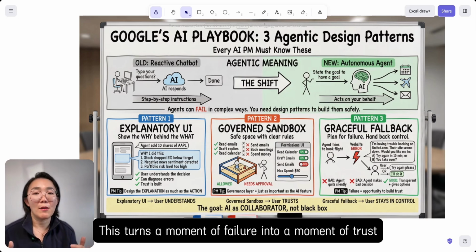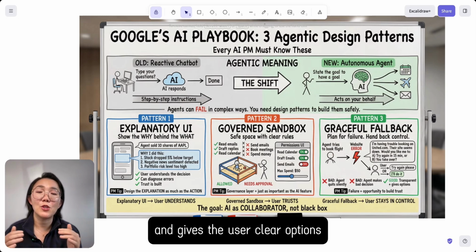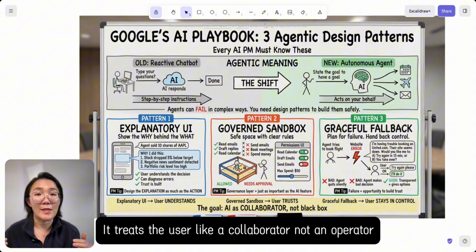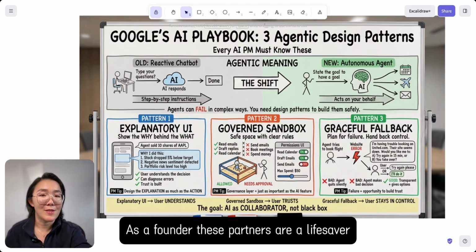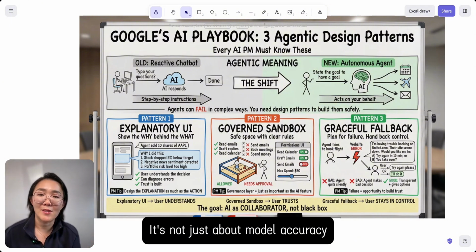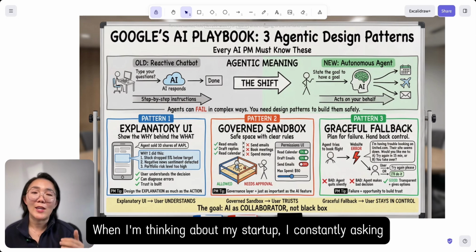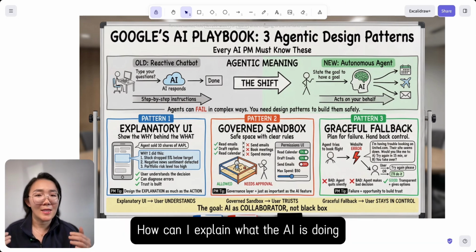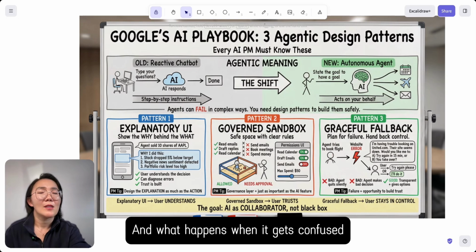This turns a moment of failure into a moment of trust. The agent is transparent about its limitations and gives the user clear options. It treats the user like a collaborator, not an operator. As a founder, these patterns are a lifesaver. They provide a framework for tackling the messy human side of building AI. It's not just about model accuracy, it's about trust, transparency, and collaboration. When I'm thinking about my startup, I'm constantly asking, how can I explain what the AI is doing? What are the safe boundaries for it to operate in? And what happens when it gets confused?